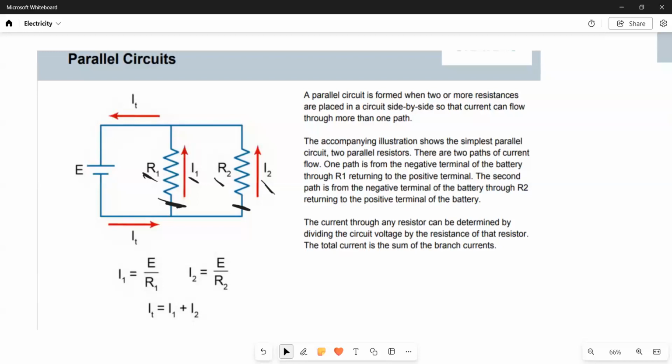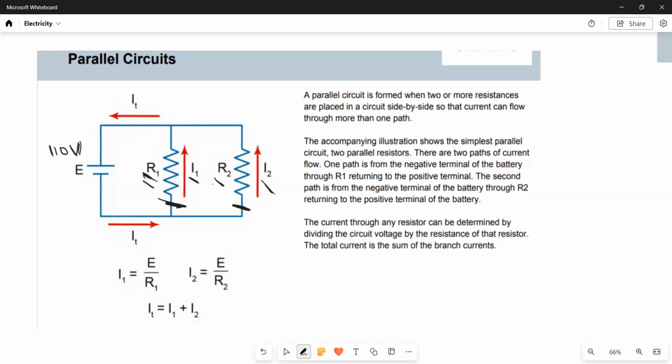It will affect the size of the current, right? Now, even though we're talking here about DC circuits, I will say most all of your circuits in your house are parallel circuits, right? I'm going to come to that in a second. You have a 110 volt mains coming into your house.